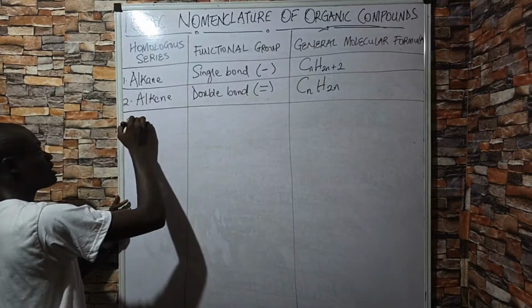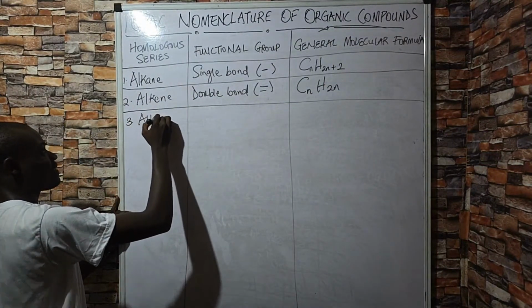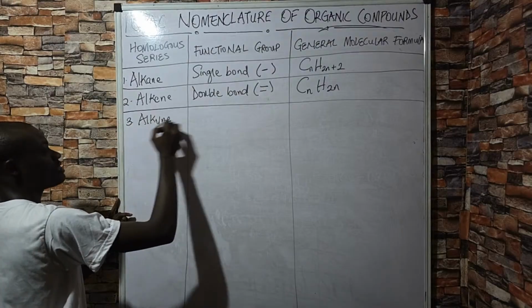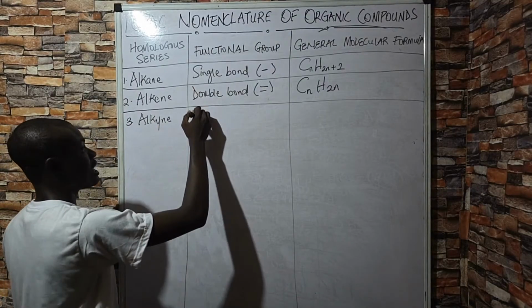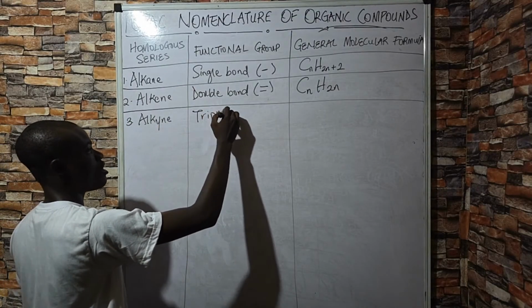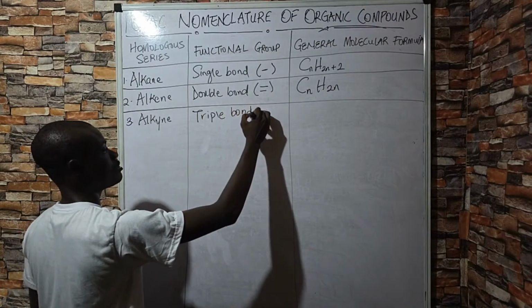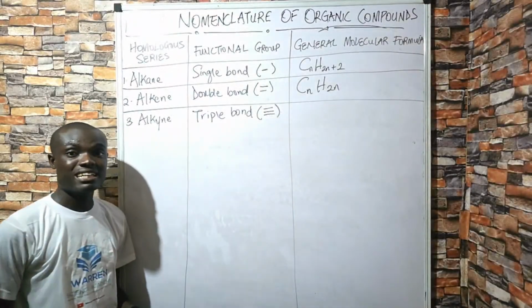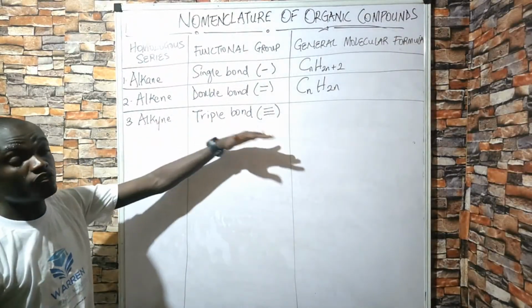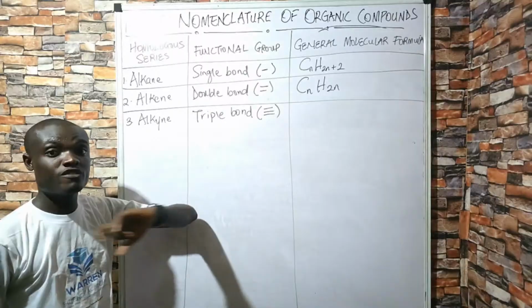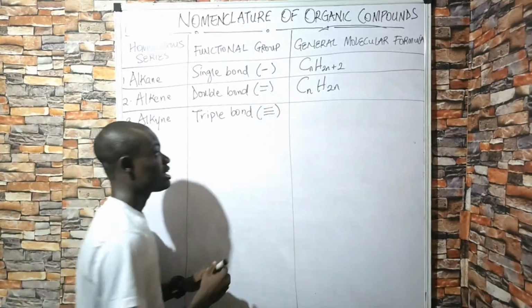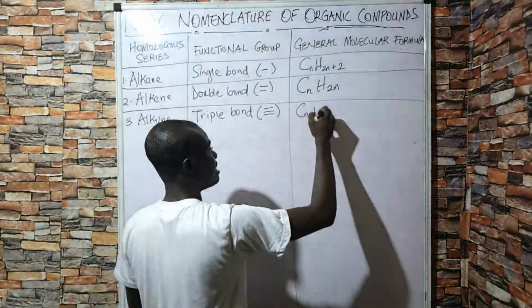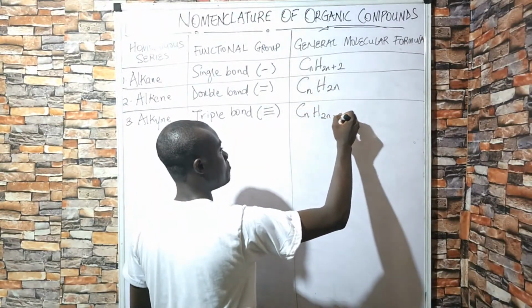Then for the third one, we have what we call the alkyne. For the alkyne, they have what we call the triple bond. You see these 3 horizontal lines, which is like the equivalent sign. So that's the triple bond. And the general molecular formula is CnH2n minus 2.